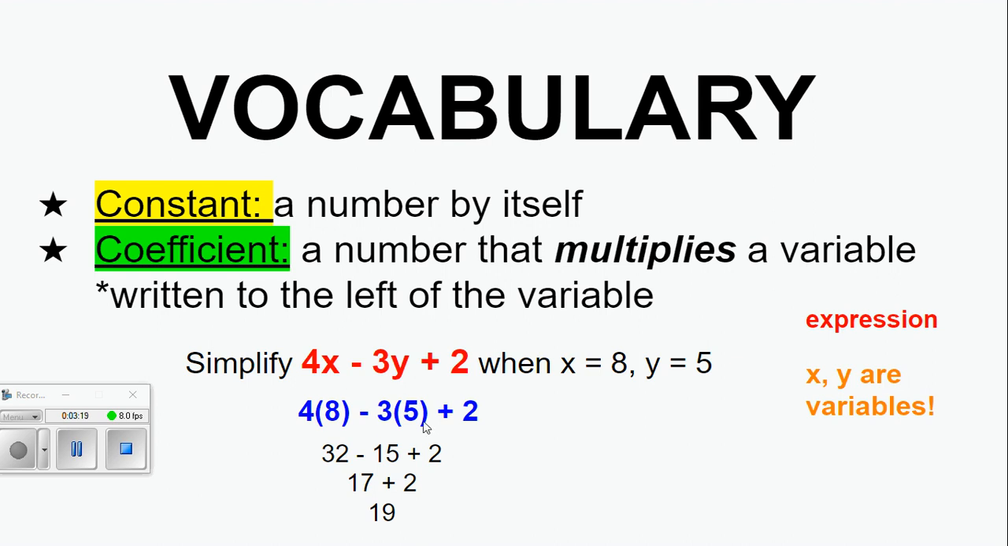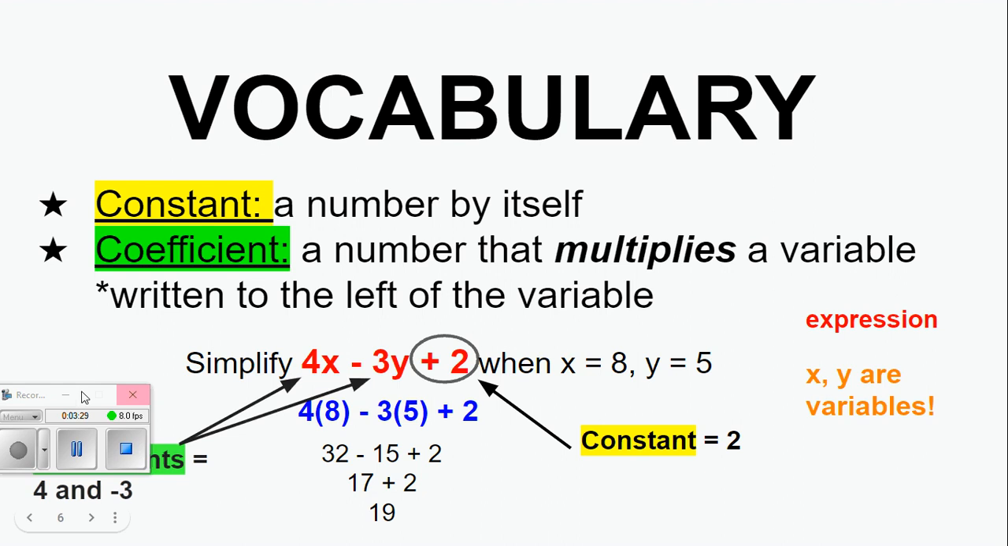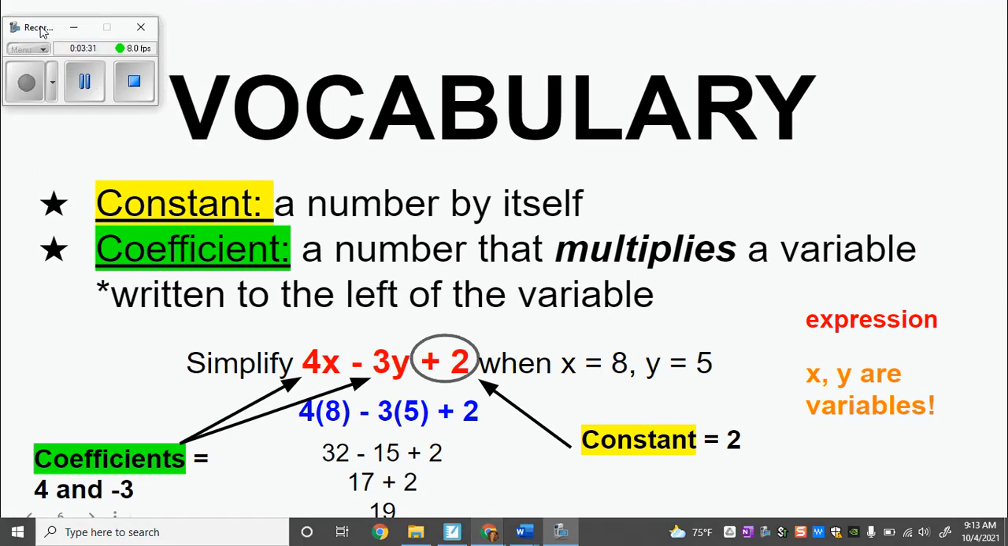Now, I don't want you to worry about taking notes on this part right here. The thing I actually care about pointing out is that the number that was all by itself that you just added at the end was called a constant. And the numbers here, the 4 and the -3, got multiplied by whatever you plugged in, and that's what we mean by the definition: a coefficient is a number that multiplies a variable. Now, a coefficient is always written to the left of the letter, so 4x means multiply by 4.